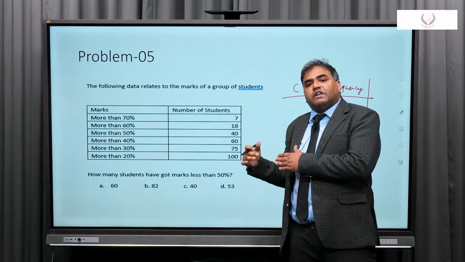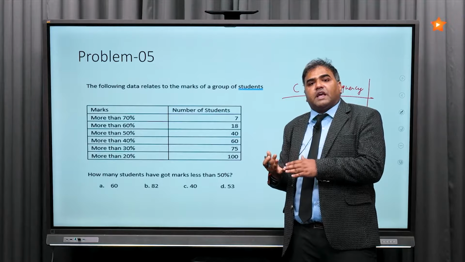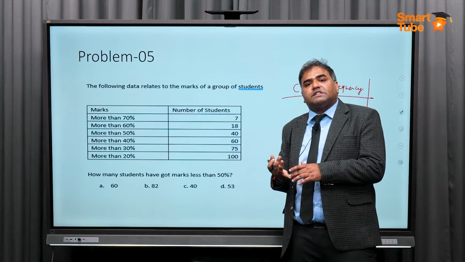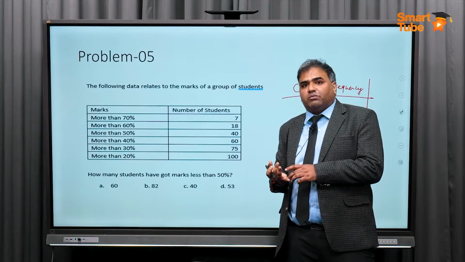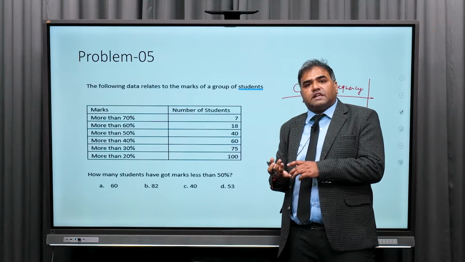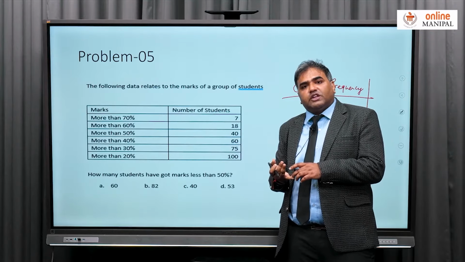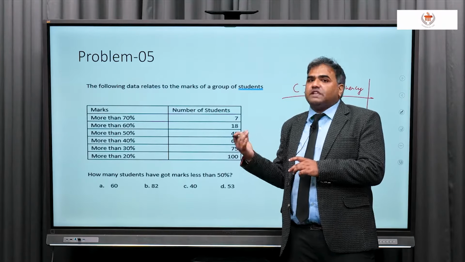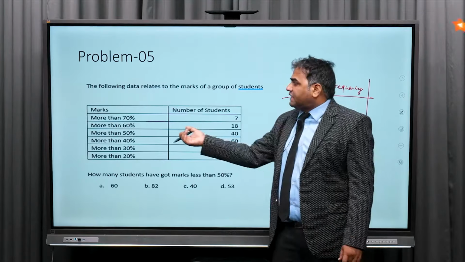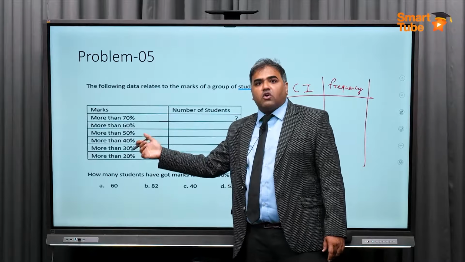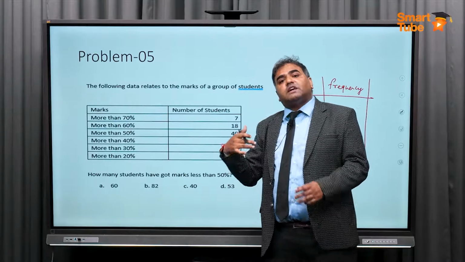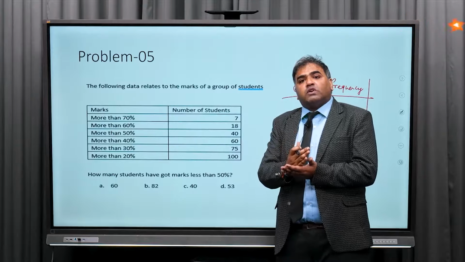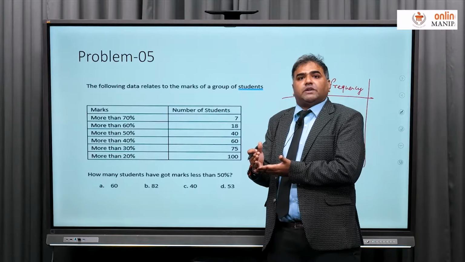So when the frequency is given in cumulative form, it can be either less than cumulative frequency or more than cumulative frequency. How will you understand whether this problem is about less than or more than cumulative frequency? For that you need to see the data. If you see here, certain terms are there like more than or above. So that shows that the given class interval is more than class interval with more than cumulative frequency.